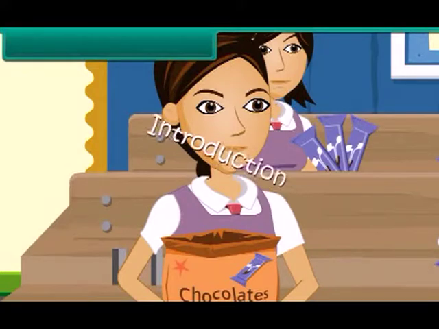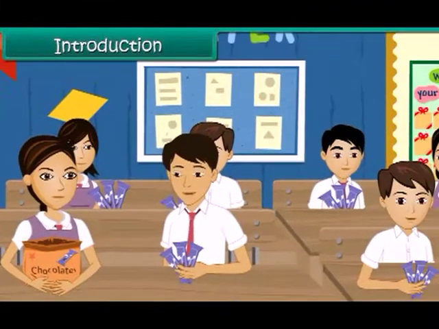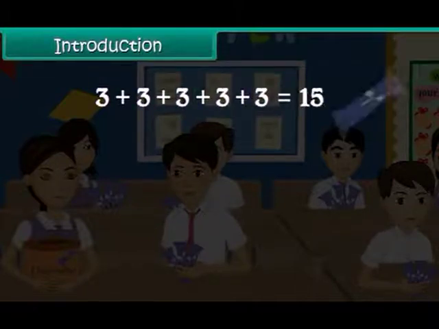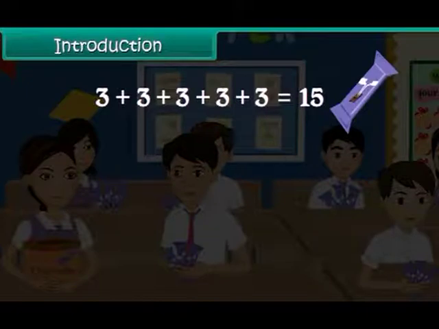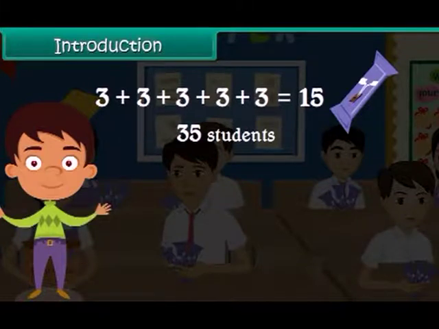Introduction. It is Ria's birthday today. She has decided to give 3 chocolate bars to each of her classmates. So far, she has covered 5 friends. Therefore, she has given away 3 plus 3 plus 3 plus 3 plus 3, which is equal to 15 chocolate bars. After a while, she finishes distributing the chocolate bars to the entire class of 35 students.